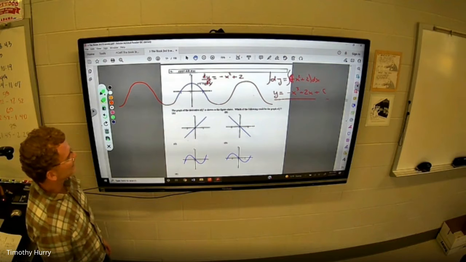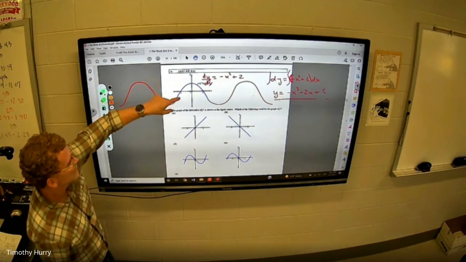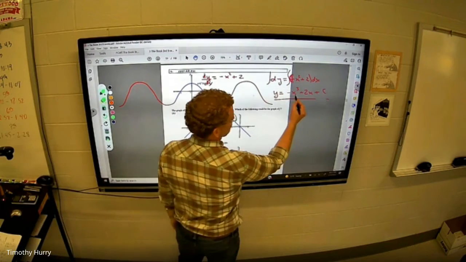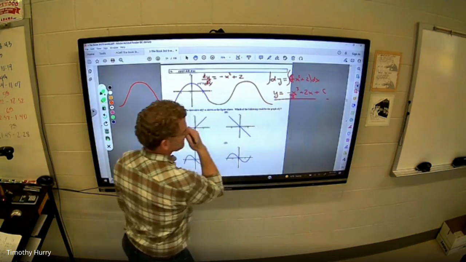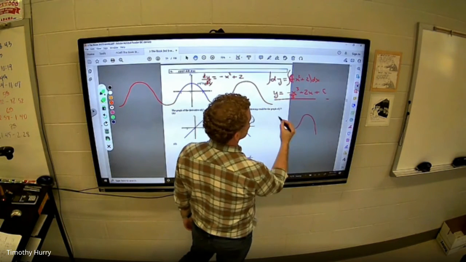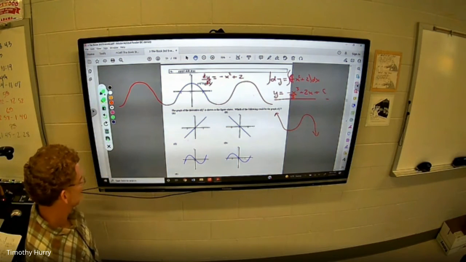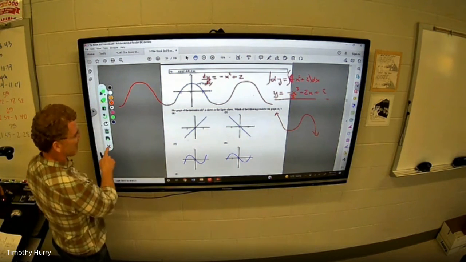A negative, did I do something wrong here? No, negative x cubed over 3, sorry, plus 2x. That should look more like this. Not necessarily, e's one. Oh, sorry, you're right, yes.